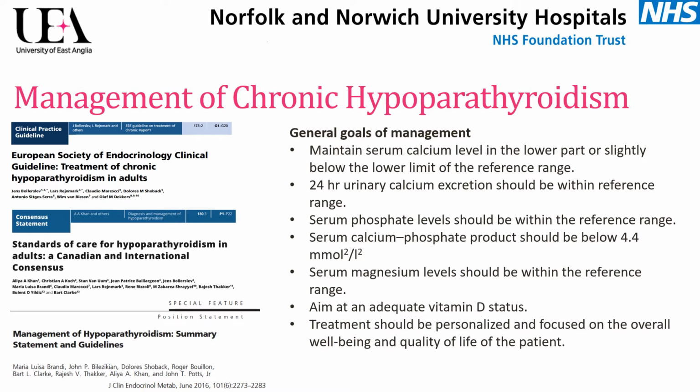They tend to say broadly similar things, and I've taken the bullet-pointed list on the right of this slide from one of these guidelines. They tend to say things like: maintain serum calcium level in the lower part or slightly below the lower limit of the reference range. Keep an eye on the 24-hour urinary calcium excretion. Try to keep that within the reference range. Serum phosphate levels should be within the reference range in order to avoid a high calcium phosphate product and risk of ectopic calcification, etc. So on the surface of it, following these guidelines should be relatively straightforward, and the majority of patients with this condition, in theory at least, should be able to receive high quality care for their hypo.